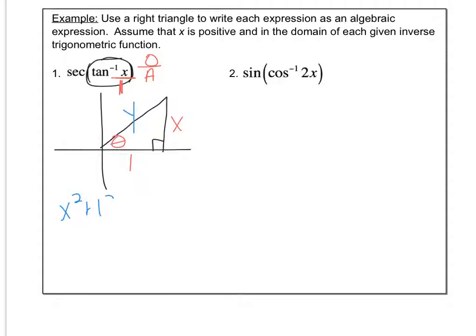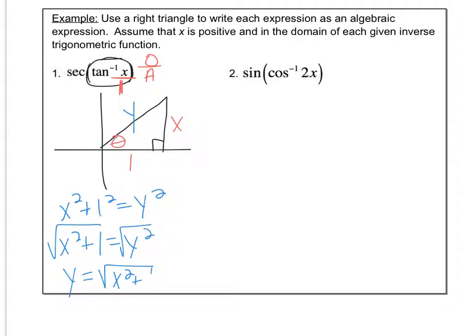X squared plus 1 squared equals y squared. You still have to do the Pythagorean theorem here. And your goal then is to figure out what y would equal, get y by itself. So what do I need to do algebraically? Well, actually, let me simplify this side. X squared plus 1 equals y squared. What do I need to do algebraically to get y by itself? Take the square root. So that side is going to equal the square root of x squared plus 1. That is what we want to use to find the answer for that outside function.